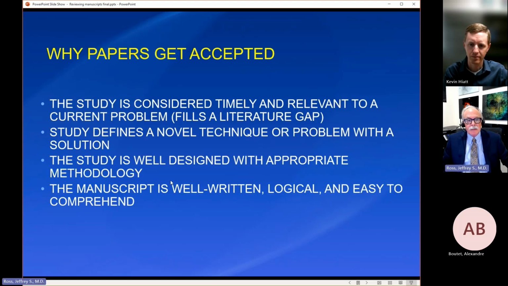So why do they get accepted and why do they get rejected? A lot of variability here. So hopefully it got accepted because, as you're considering a reviewer, why would you accept it? It's timely, it's relevant to a problem. In other words, it's going to fill that literature gap. Maybe it's a novel technique or problem. It's importantly well-designed, appropriate methodology, and then the underlying readability and comprehension of the manuscript is always very important. Well written, logical, and easy to comprehend, not lost in just the data.